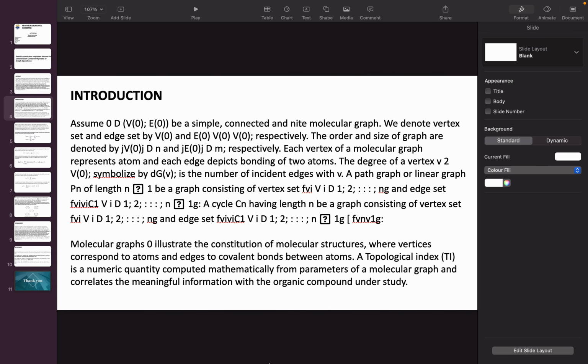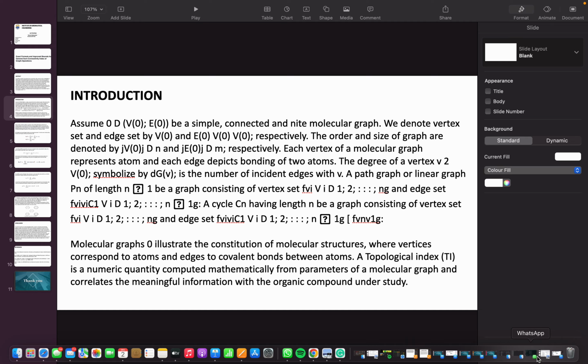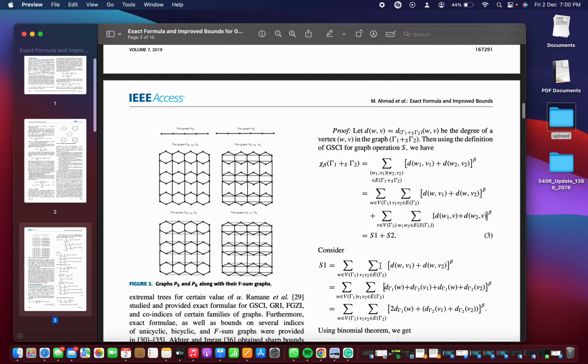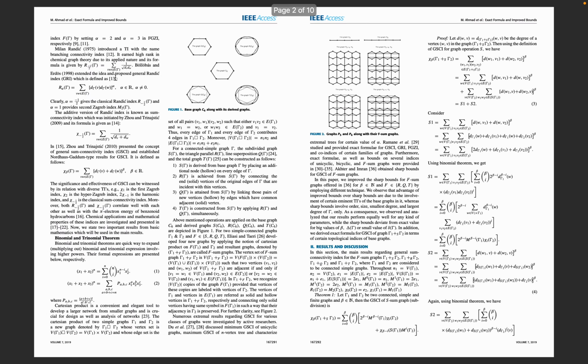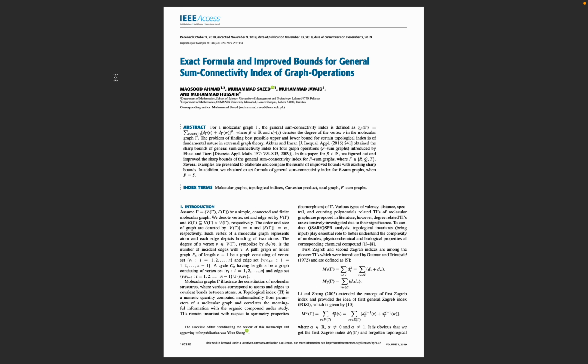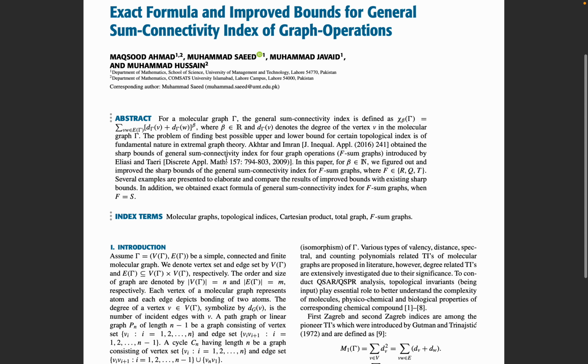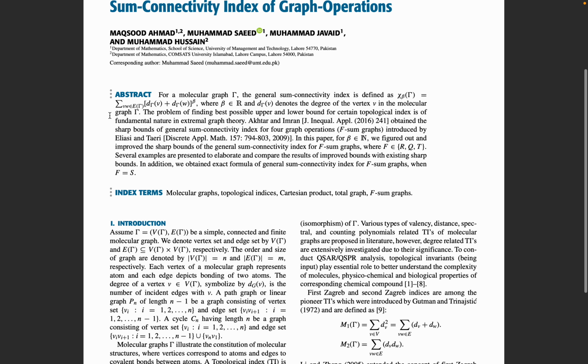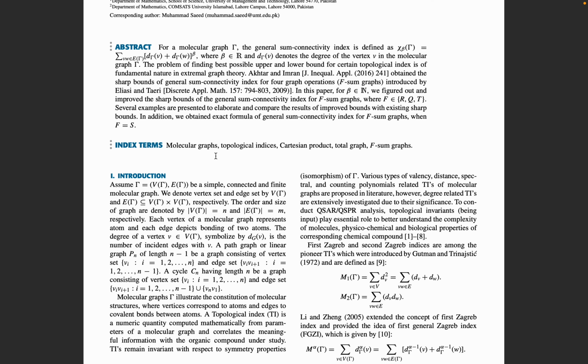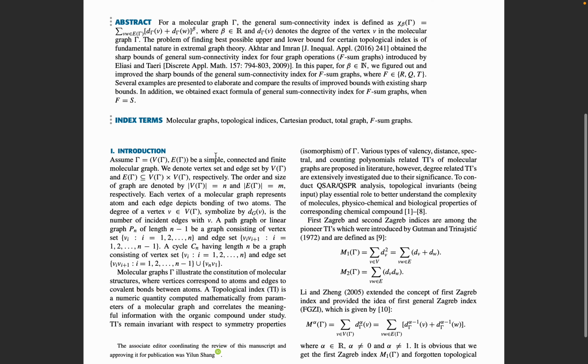Let me show you the PDF. And this is the PDF where we can see the abstract, and this is the formula. It is defined as a summation of this. The index terms are molecular graph, topological indices, Cartesian product, total graph, F-sum graphs.